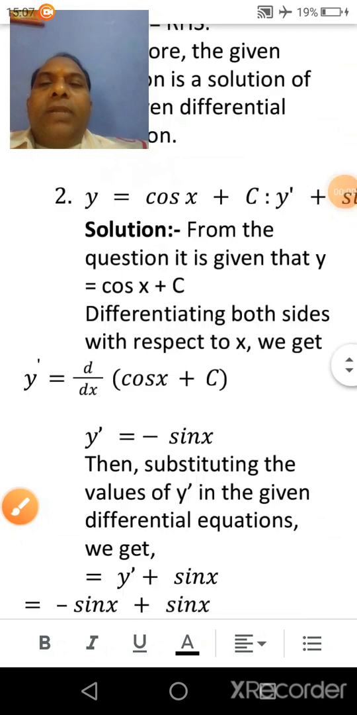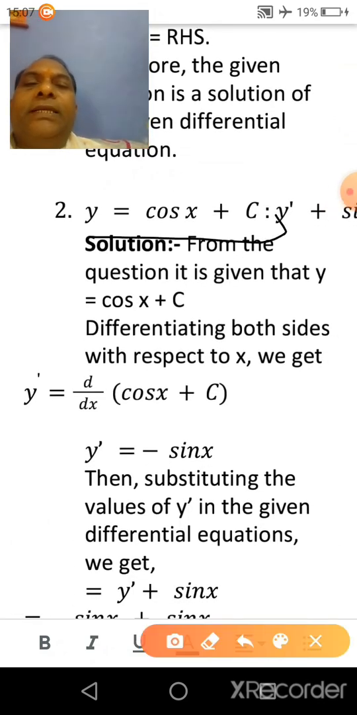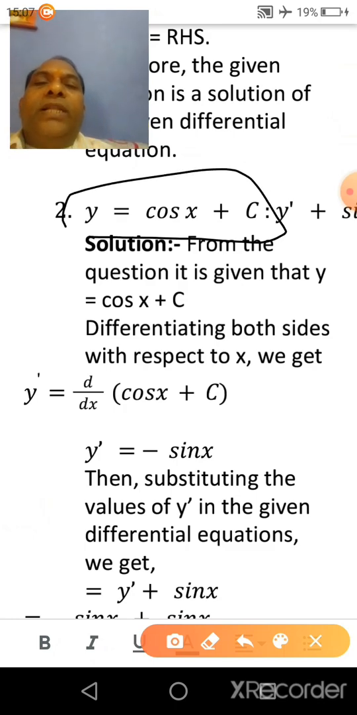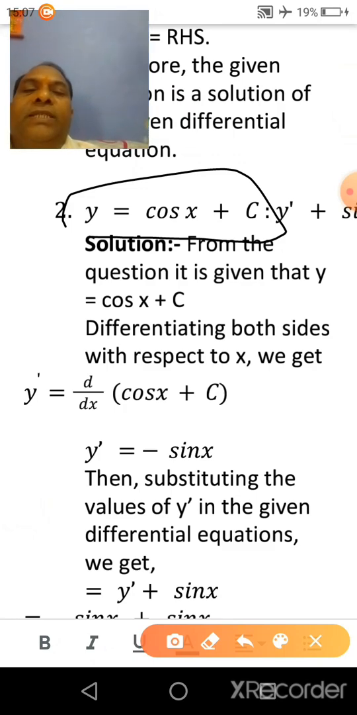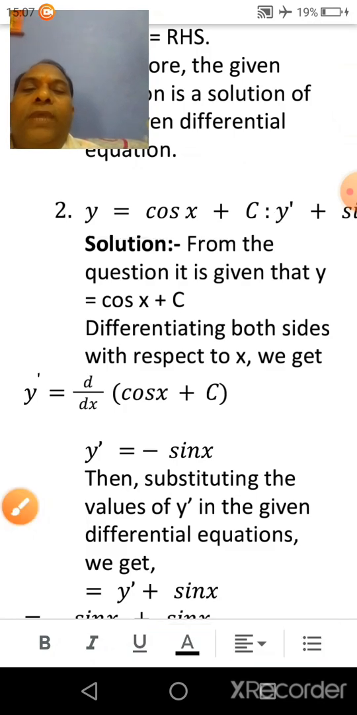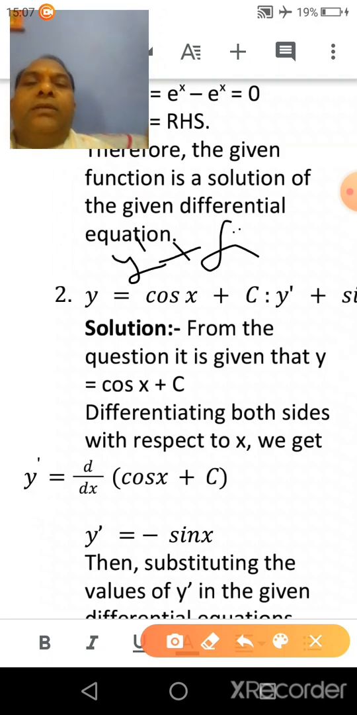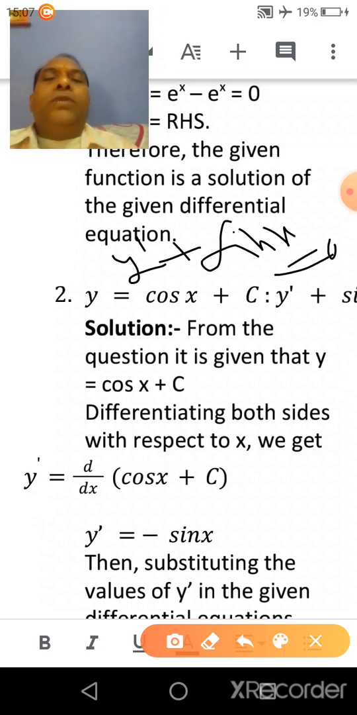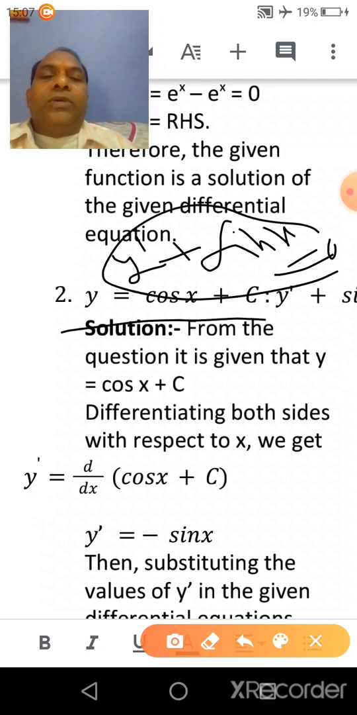Example number 2. Here function is y is equal to cos x plus c. You have to check whether this function is the solution of given differential equation. So differential equation is y dash plus sin x is equal to 0. So you have to check whether the given function is the solution of given differential equation y dash plus sin x is equal to 0.